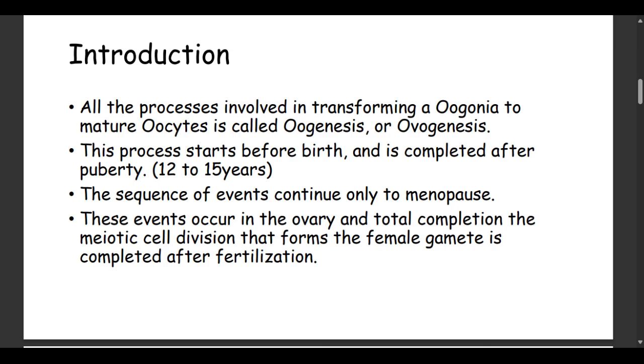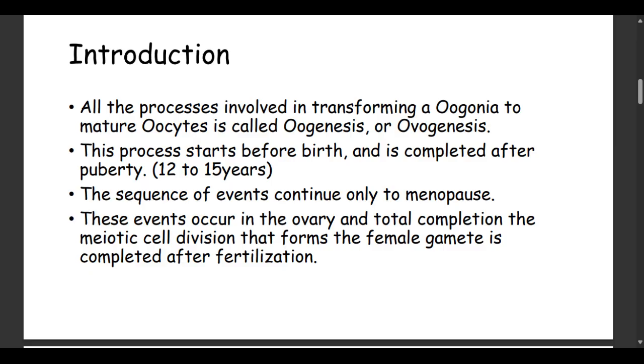So this process starts before birth and is completed after puberty at age 12 to 15, because these ladies are typically in the habit of maturing faster than males. Well, in males, spermatogenesis will start anywhere from 13 to 16 years on average. A sequence of events will continue only until menopause, and then after that, the process of oogenesis will cease, and that's why after that time, a lady is no longer able to give birth or to form offspring, basically.